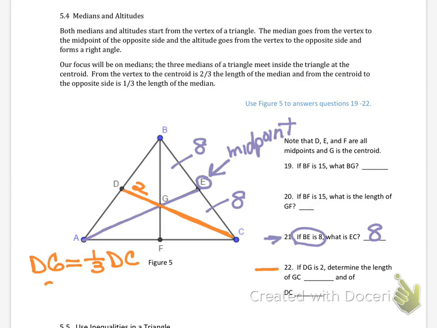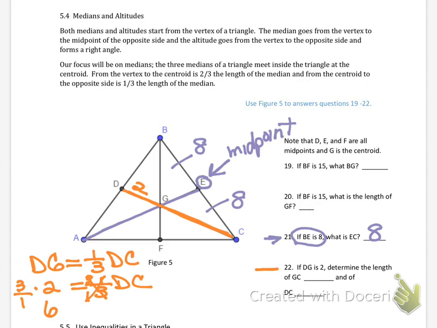I know that DG is 2. So 2 is 1/3 of DC. Okay, I want to get DC by itself. So multiply by 3/1. Those cancel, become a 1. Multiply by 3/1, which is really just 3. So I get DC equals 6.